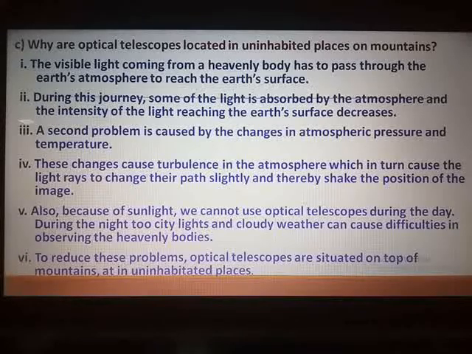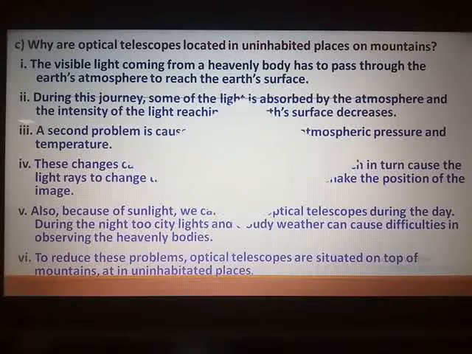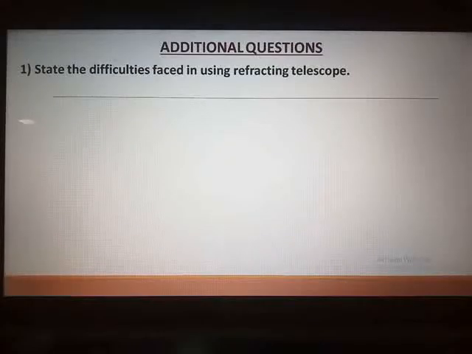Now we move towards the additional questions for this chapter. I request all of you to keep the pencils ready to mark and write the additional questions. Hardly 2 or 3 are there. The first additional question is, state the difficulties faced in using a refracting telescope. Copy the question somewhere. The answer lies on page number 210.